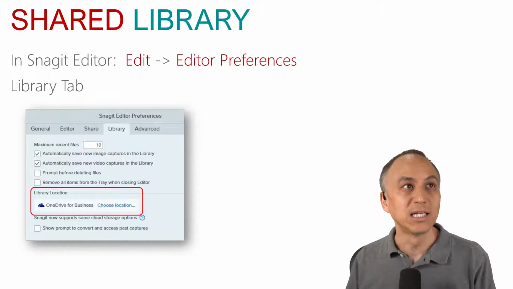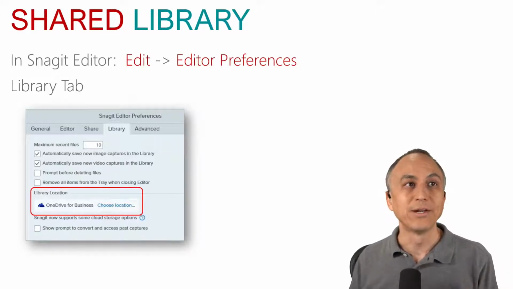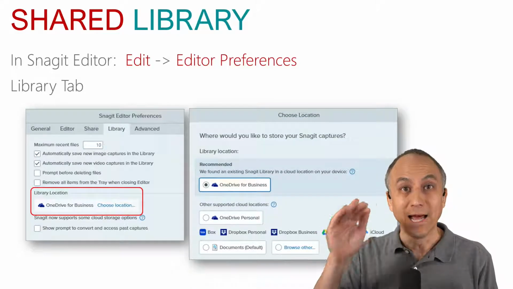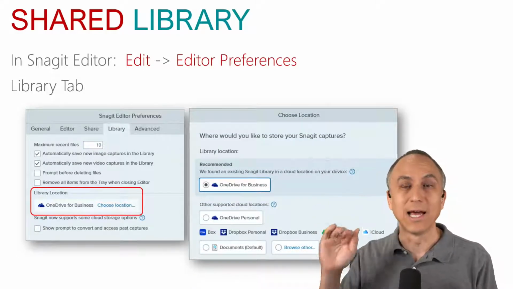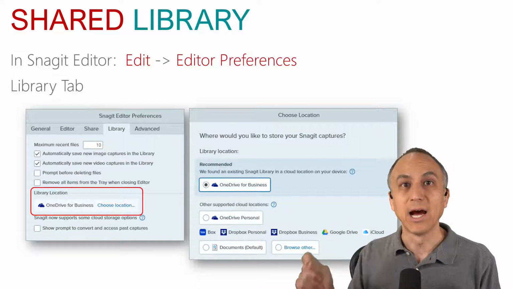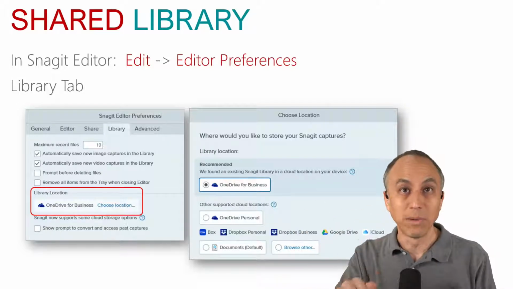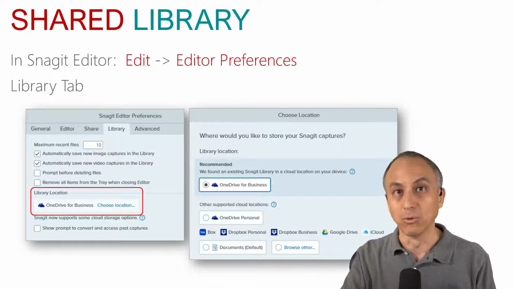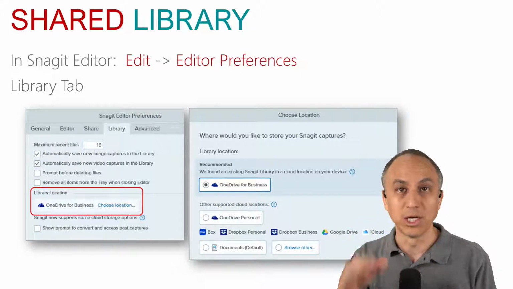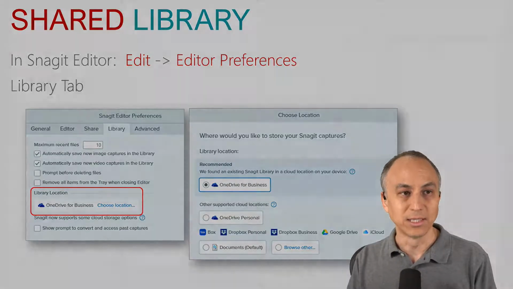So first there's the library location option, and you'll go into the editor. Come on, PowerPoint. In the Snagit editor, you'll choose Edit and Editor Preferences. And on the Library tab, you will now be able to choose under library location, instead of just a local path on your computer or laptop or whatever, a cloud or shared storage location. So let's see if I can figure out how to do this.